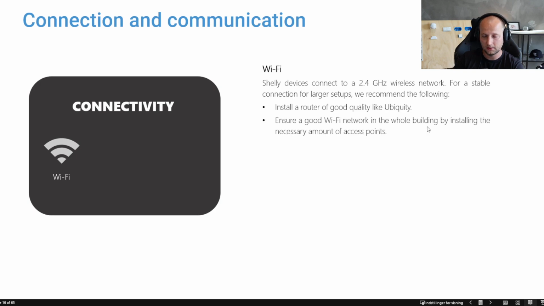Another recommendation is to ensure that you have a good Wi-Fi network inside your building. It could be by installing access points or a mesh network or something like that. I will always recommend installing wired access points, but it's not always possible. So these mesh networks also work quite fine.